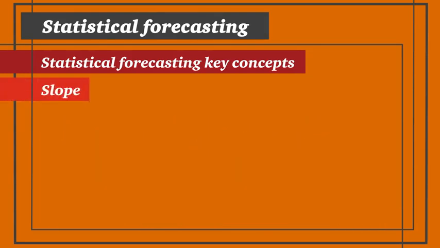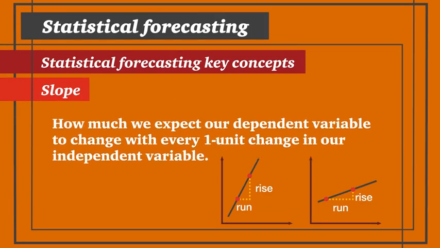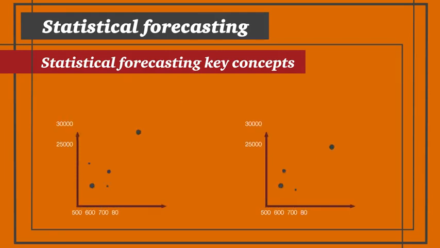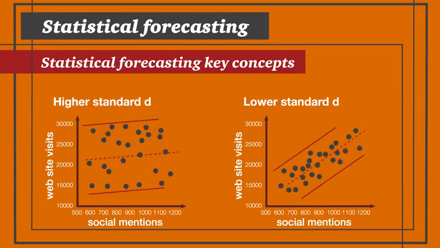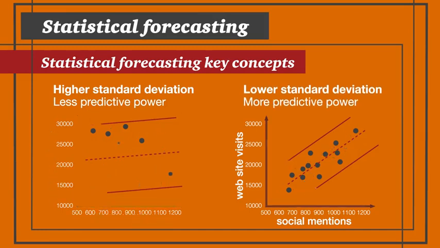The slope of a function is a number that describes both the direction and the steepness of the line graph of that function. This tells us how much we expect our dependent variable to change with every 1 unit change in our independent variable. We show two examples of two datasets with different standard deviation, variance, correlation, and R-squared values. Notice that higher standard deviation and variance results in a much more dispersed or spread out dataset around their mean value, while lower standard deviation and variance result in a more tightly dispersed dataset around the mean.